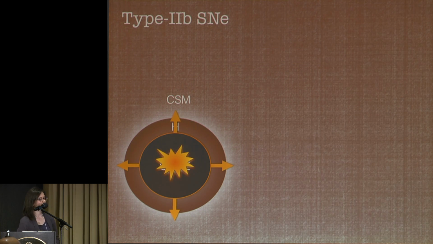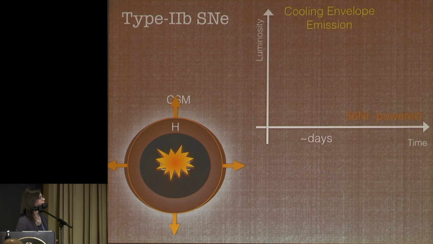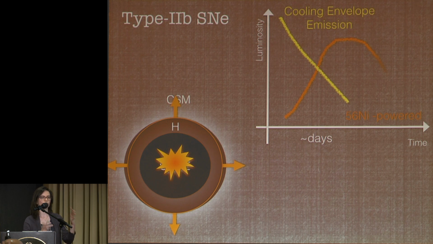So we have the explosion. The explosion shock runs through this little layer of hydrogen. It heats up this material, which later cools down. This means that in the case of type 2b supernovae, we have in their light curve two different sources of emission. The first is the cooling emission from the hydrogen envelope that was heated by your shock. And then at some point, this gets taken over by the nickel-powered emission, which is the standard thing we observe in type Ibc supernovae.